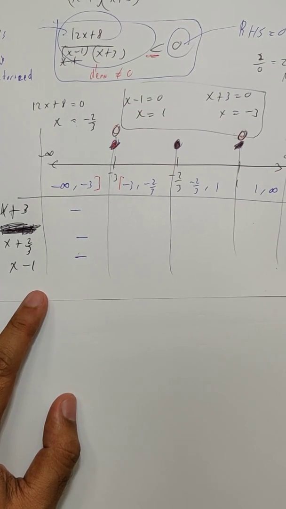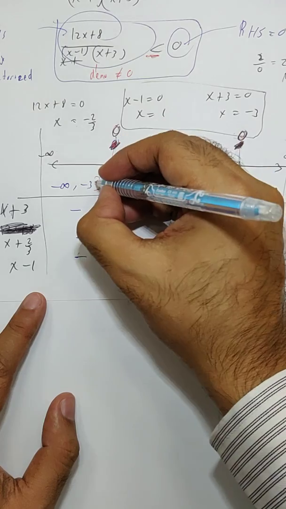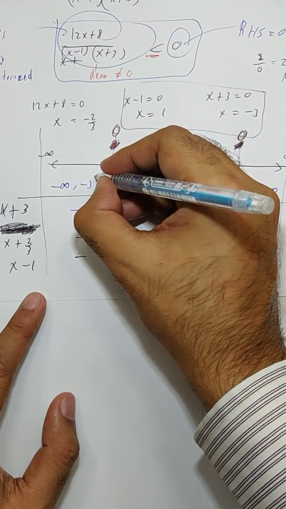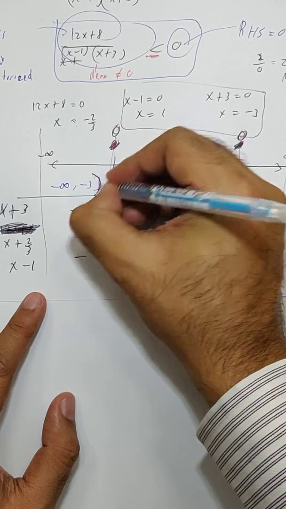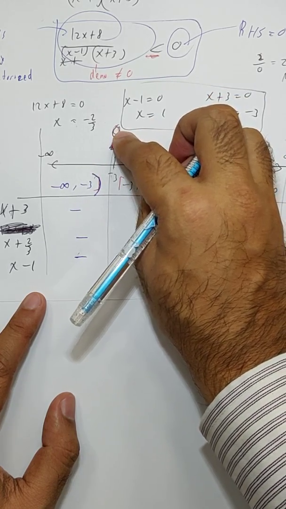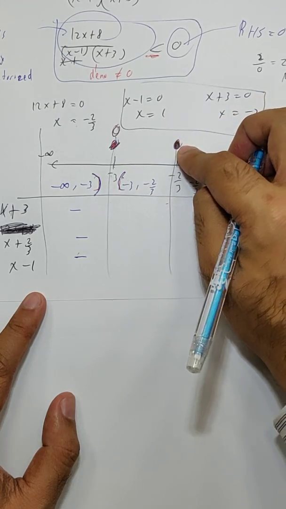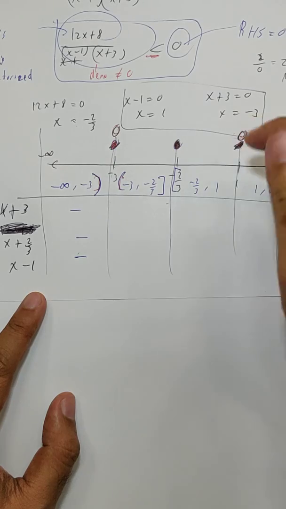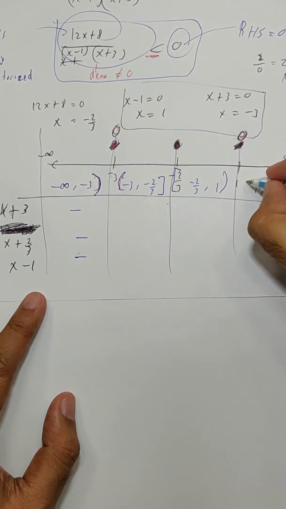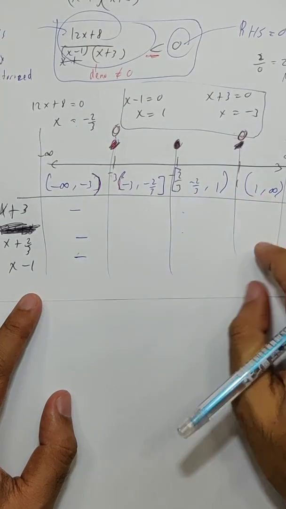Are you okay? Class, I forgot to change this one. This one is an open bracket, right? So it's open. This one, open. This one, close. Close. Open. Open. Open. Are you okay?